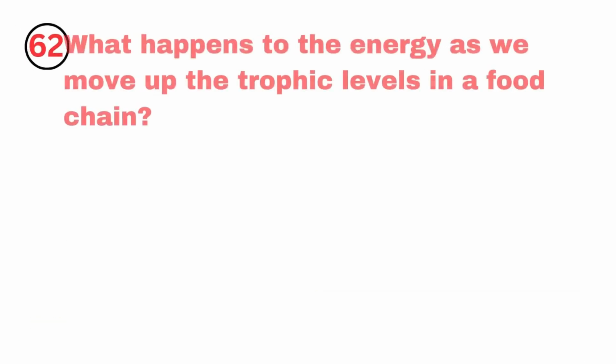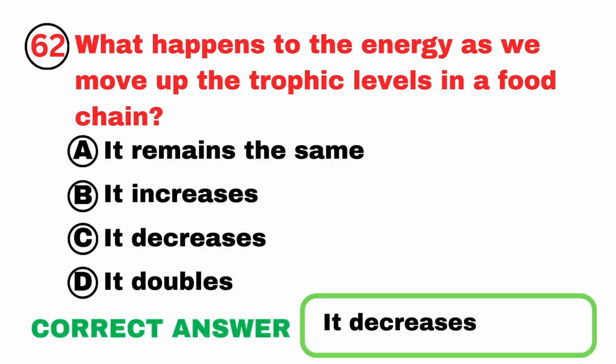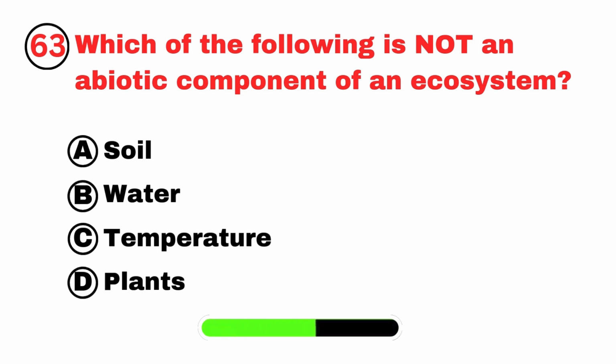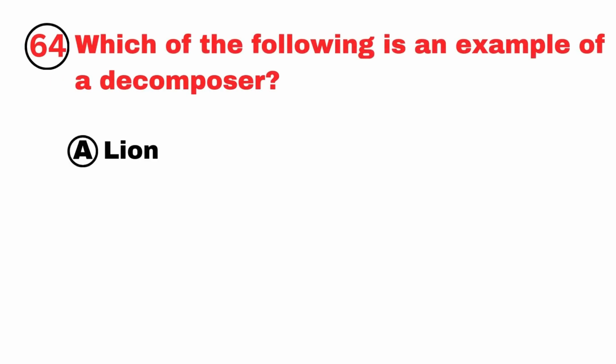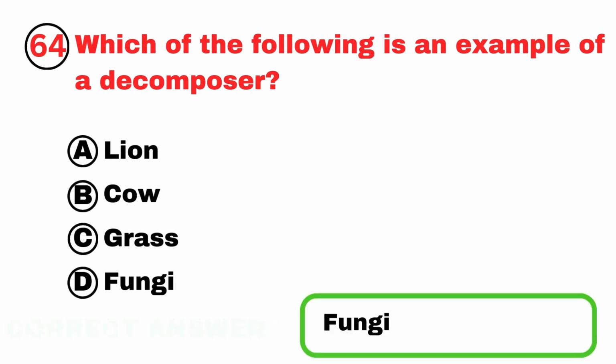What happens to the energy as we move up the trophic levels in a food chain? It decreases. Which of the following is not an abiotic component of an ecosystem? Plants. Which of the following is an example of a decomposer? Fungi.